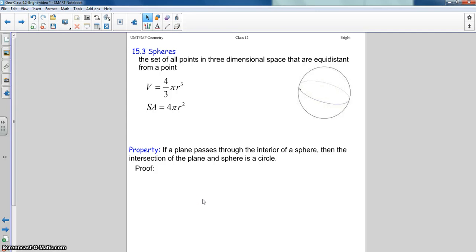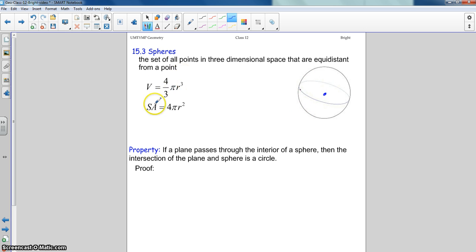Section 15.3, we continue the study of 3D figures, and one of the most common ones with circles is a sphere. This is just the set of all points in three-dimensional space that are equidistant from a single point. Just as we had in two dimensions, we identify a single point in the center, which we call the center, and we say that all points are equidistant from that.